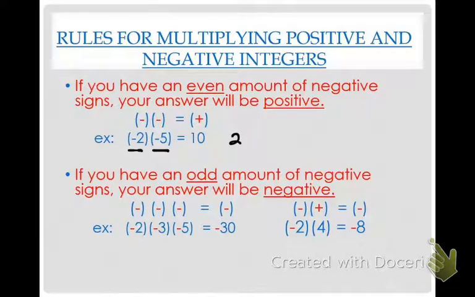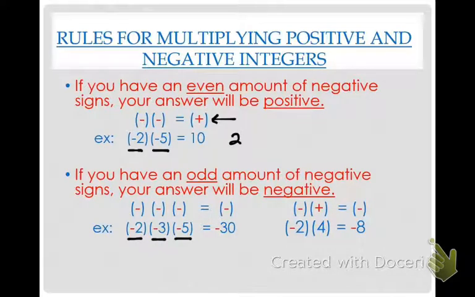Is 2 even or odd? It's even. So because there's an even number of negative signs, your answer is going to be what? Positive. Okay? So now let's look at this. If you have an odd amount of negative signs, your answer will be negative. So right here you can see -2, -3, -5.